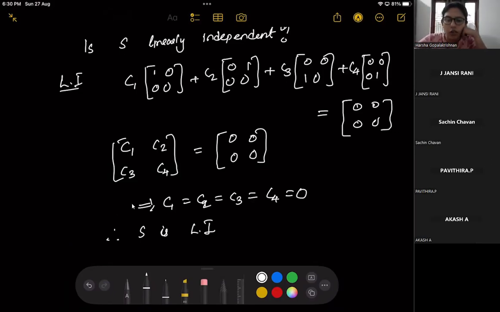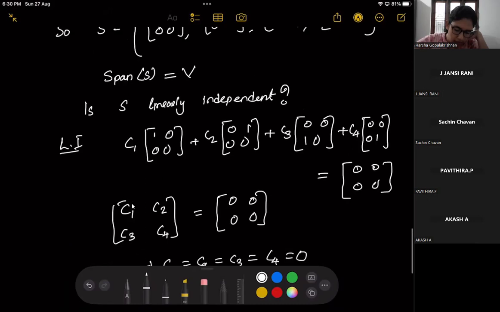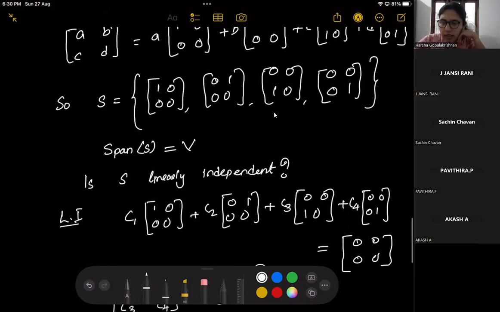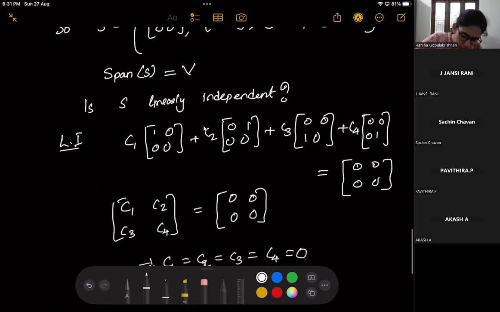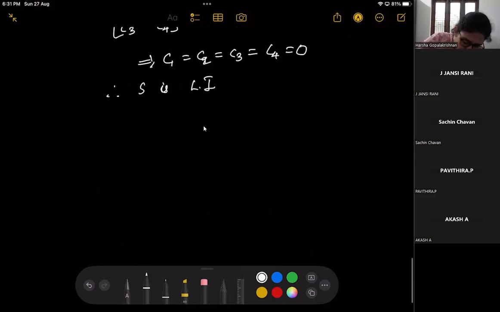Yes, ma'am. So we got a set S of 4 elements which is linearly independent and spans the whole space V. So we got the dimension of V. What is the dimension of V? 4. Okay. Now we need to find the dimension of W.